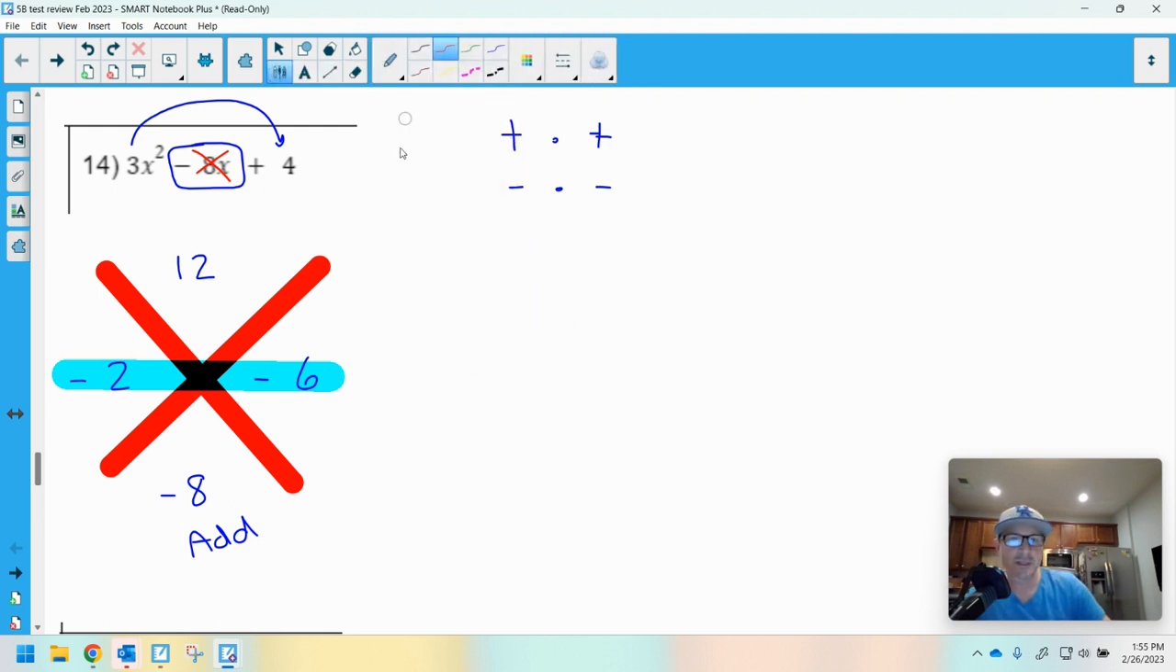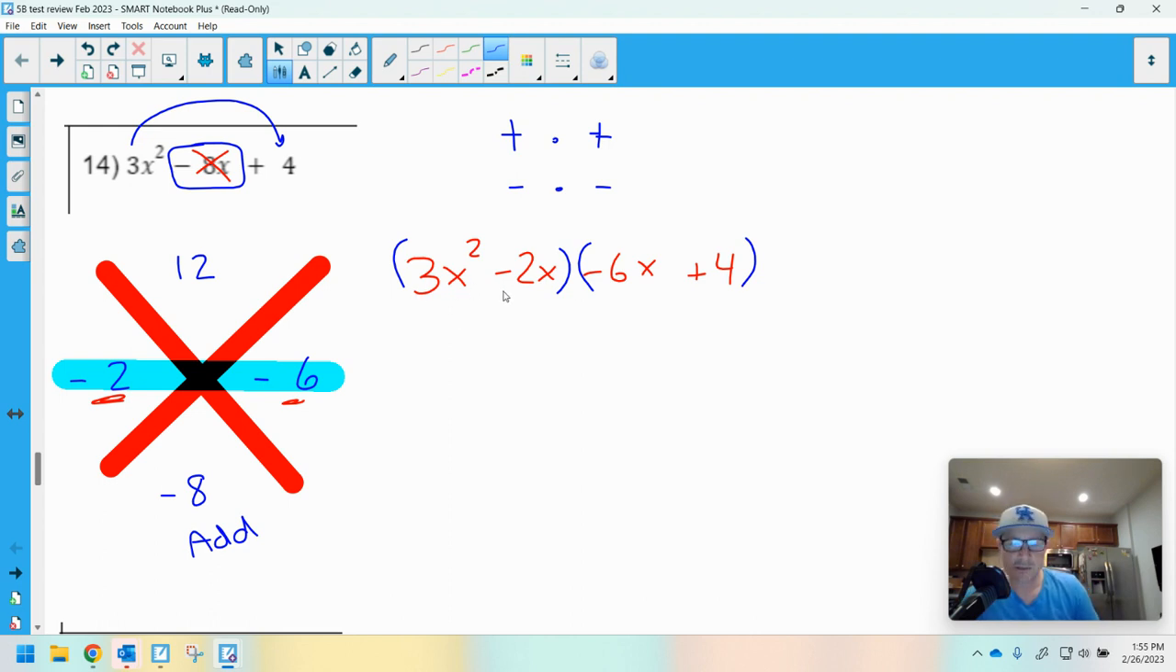Middle number is gone. We still need the first number, 3x squared. We still need the last number, plus 4. The middle is going to be replaced with -2 with an x, we got from right here, and right here, -6 with an x. Once we have the four numbers, we put parentheses around the first two, we put parentheses around the last two. We're going to find the GCF of the first parentheses.